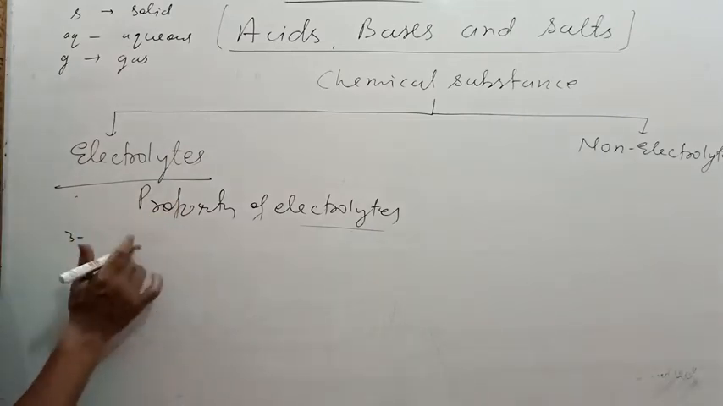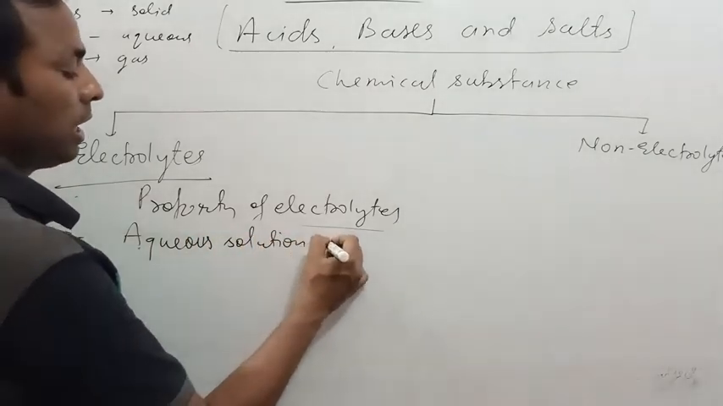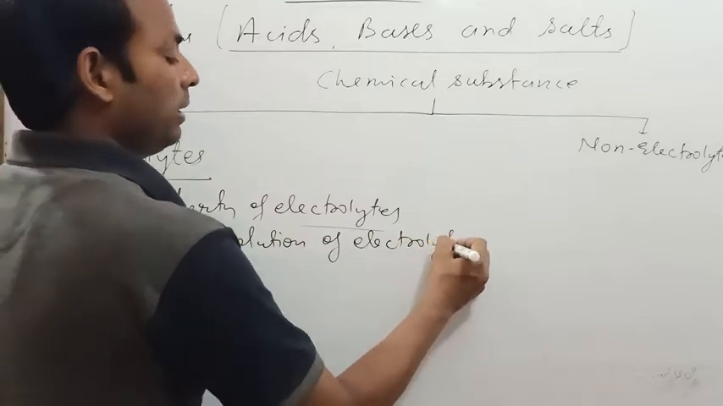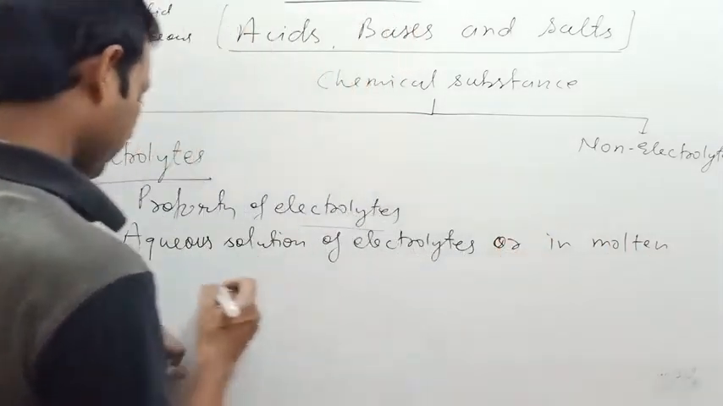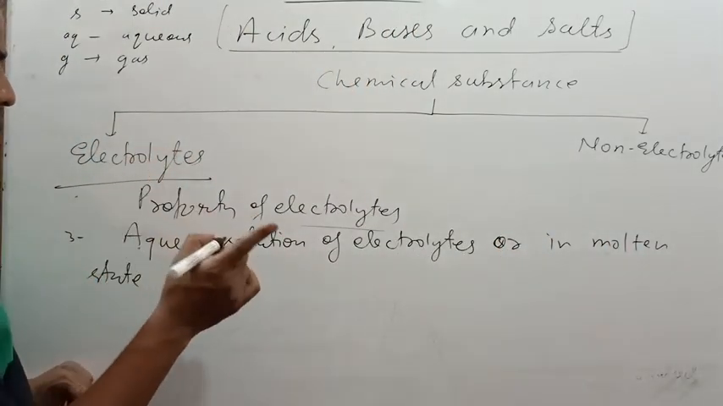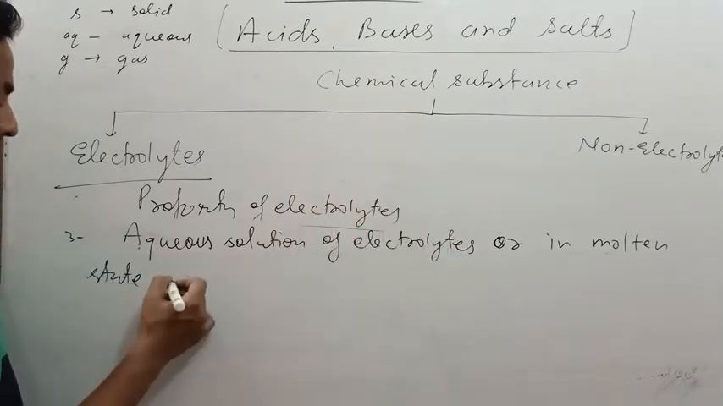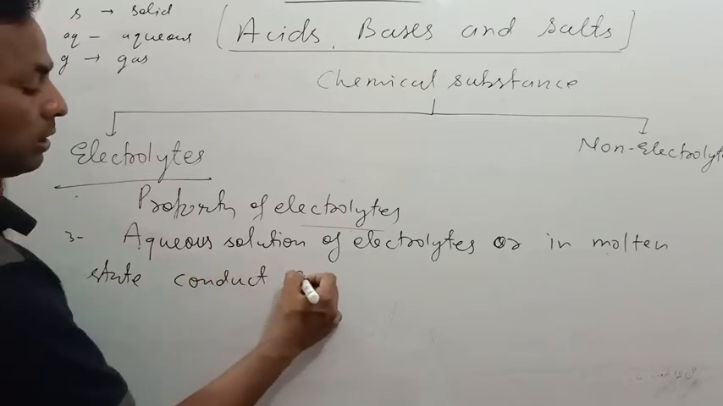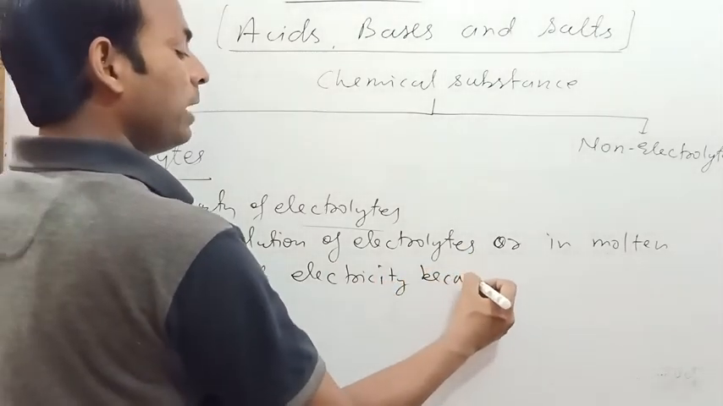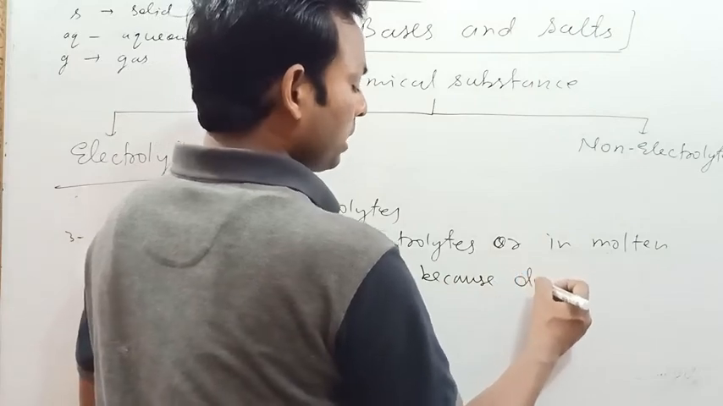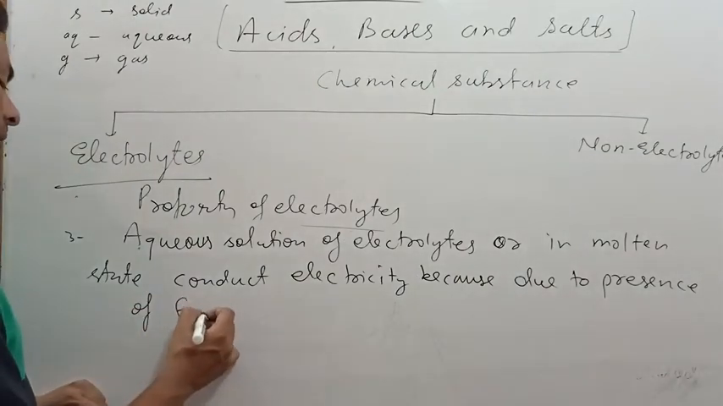So simple. So third property: aqueous solution of electrolytes or electrolytes in molten state conduct electricity because of the presence of free ions.